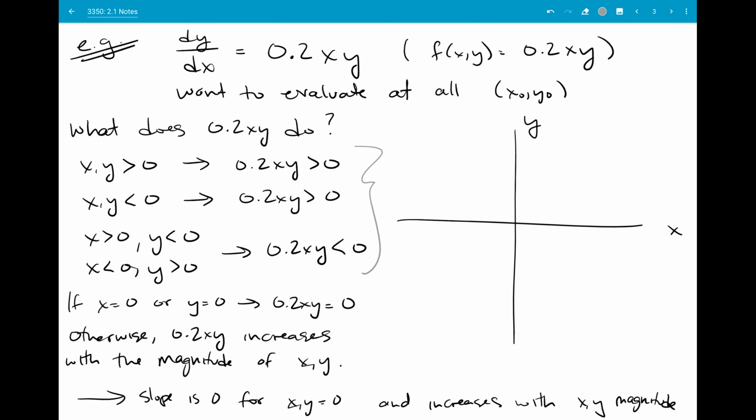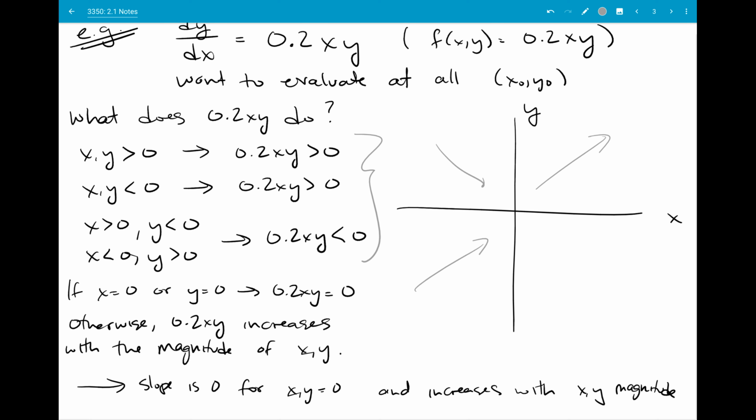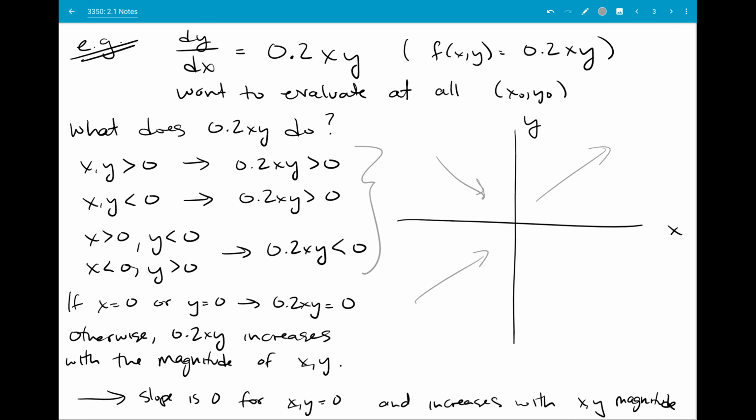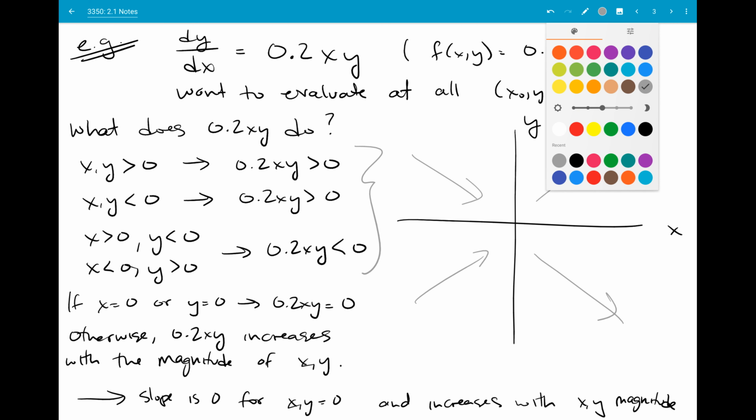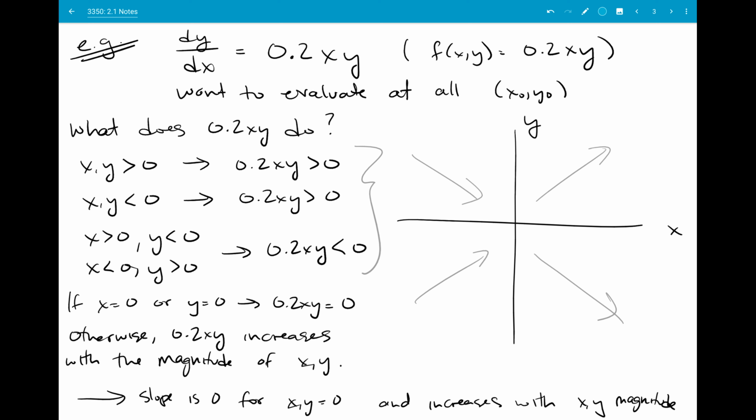Actually, you know what? I think it'll be okay to keep those things. I don't want you to lose track of where all this different information came from. Okay, so we know that, and then let's pick a new color.